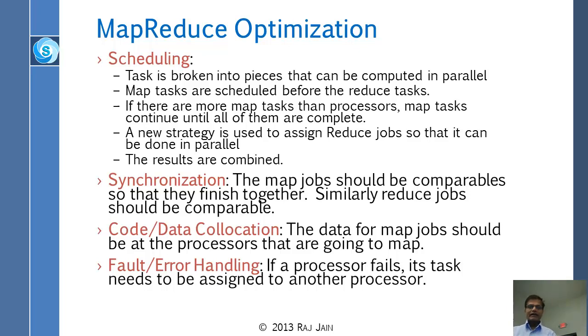And fault and error handling. If a processor fails, basically you will know by timeout or things like that, or no hellos, then the task needs to be assigned to another processor. Is that clear enough?